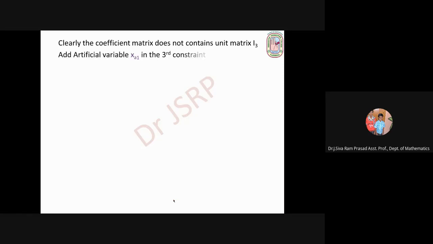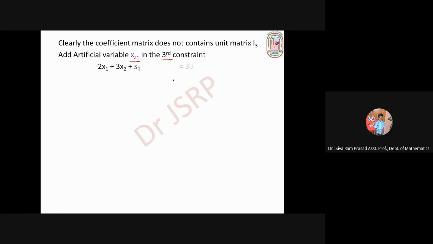So add artificial variable XA1. Artificial variables are denoted by this notation XA1, where A means artificial. So add artificial variable XA1 in the third constraint. Artificial variables are denoted by XA1, XA2, XA3 like that.